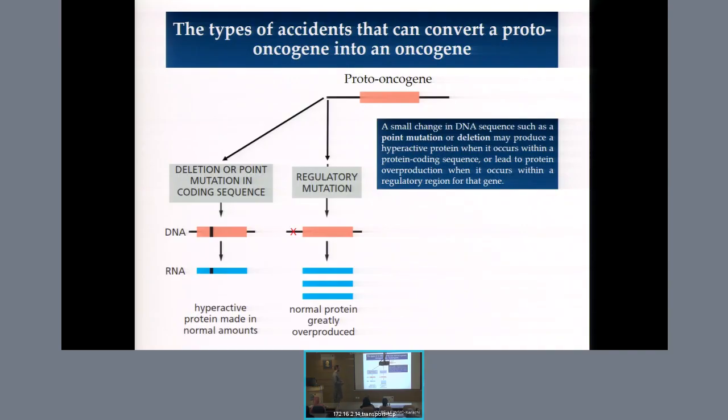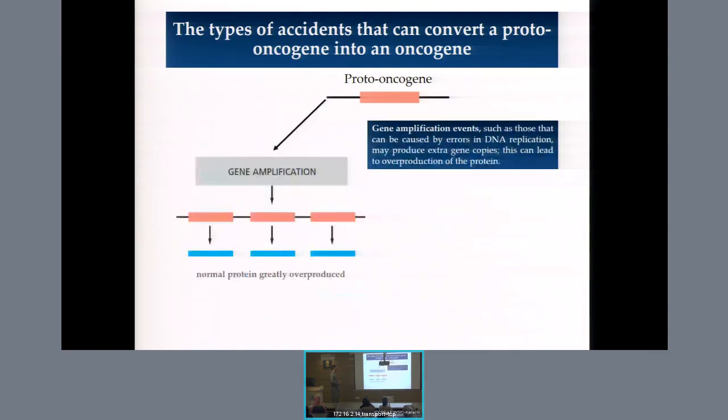A small change in DNA sequence such as a point mutation or deletion may produce a hyperactive version of the protein. When this happens, this overproduction may lead to the emergence of tumors. Or gene amplification. Maybe a gene sequence is repeated sequentially.